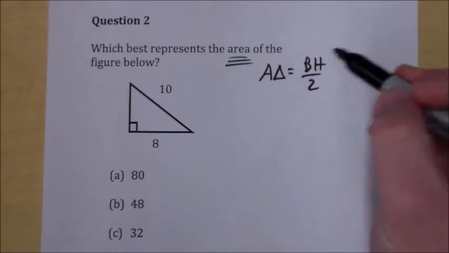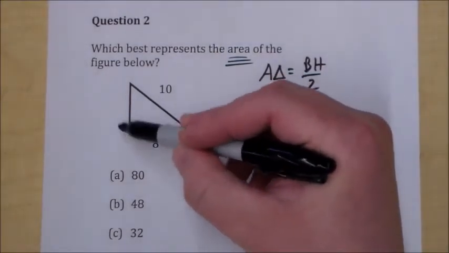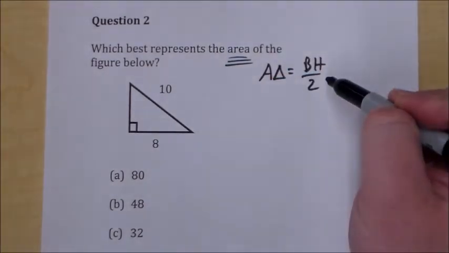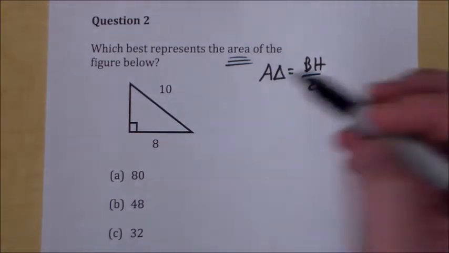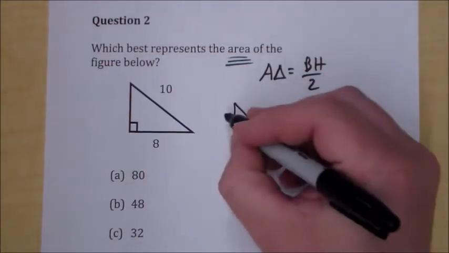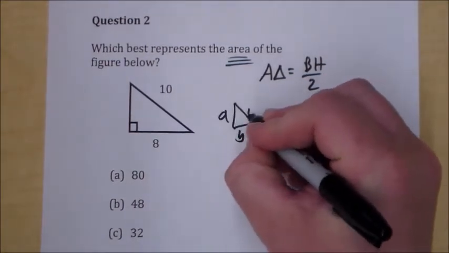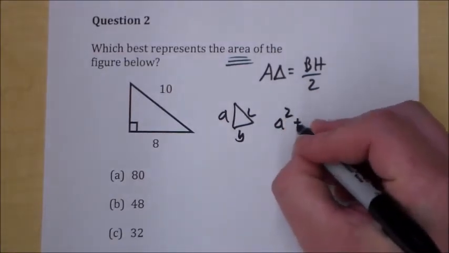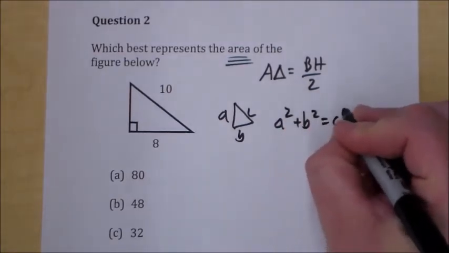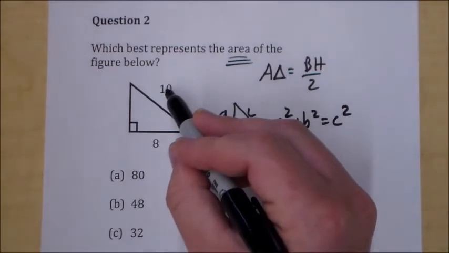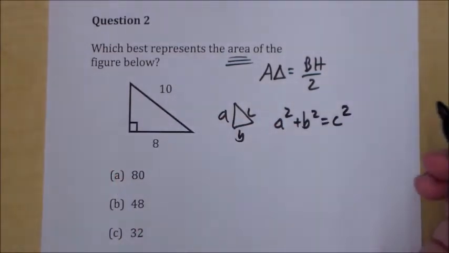6th grade was so much fun. So we need to find the height, so we need to find this side, but then we're just going to plug it into our area formula. So what are we going to do? Well, we know it's a right triangle, and we know a squared plus b squared is going to give us c squared. And we have c this time. We don't have a.